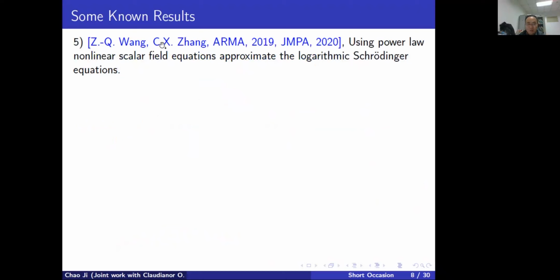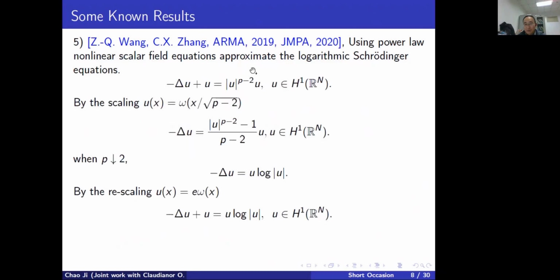In this celebrated paper, this is Professor Zhiqiang Wang. I think maybe everyone knows this professor. This is a nonlinear scalar field equation. Here, it has a power law, a power growth. By this kind of scaling, we can get this equation.